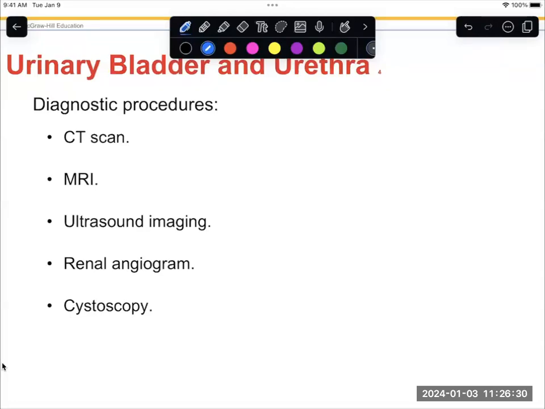Renal angiogram. X-rays and contrast materials are used to assess blood flow to the kidneys. And then a cystoscopy. We're using this instrument that is inserted into the urethra, or through the urethra into the bladder, I should say, to examine the bladder's lining and to possibly take a biopsy if needed, where they take some of the tissues.